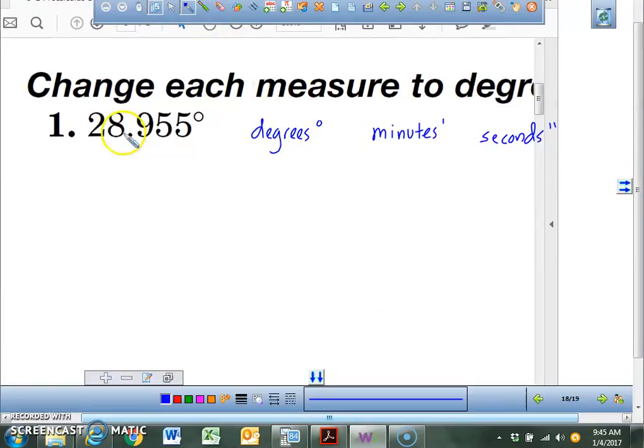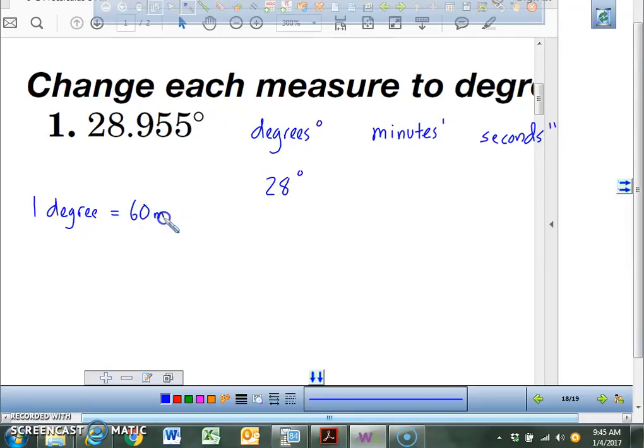How many whole degrees do we have in this? We have 28 whole degrees. Now, in your journal, what I'd like you guys to write is 1 degree. 1 whole degree has a total of 60 minutes in every single degree. It's called 60 minutes. There's the symbol for it, all right? That's 60 minutes.